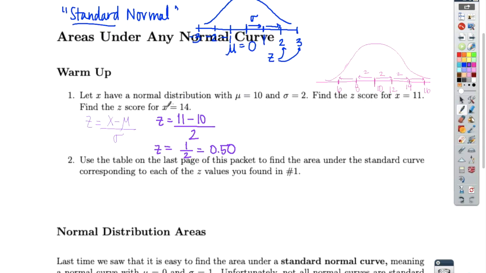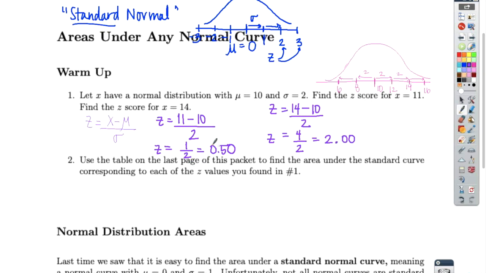Now let's do it again for x equals 14. So z equals, now everywhere I see an x, I'm going to put a 14, minus everywhere I see a mu, I'm going to put a 10, and everywhere I see a sigma, I'm going to put a 2. So 14 minus 10 is 4. 4 divided by 2 is 2. And again, you'll see why I'm doing this in just a second. I'm going to write this z value as 2.00 because we usually express our z values to 2 decimal places.